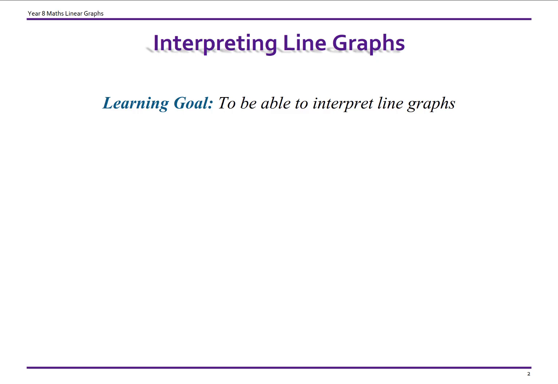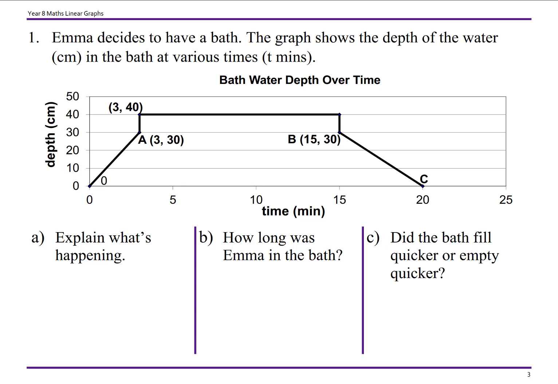This video looks at interpreting line graphs, and our goal is to be able to interpret line graphs. So let's look at this through a question. Emma decides to have a bath. The graph shows the depth of water in centimetres. So we've got depth of water in centimetres in the bath at various time t minutes. So on our y-axis we have depth, and on our x-axis we have time.